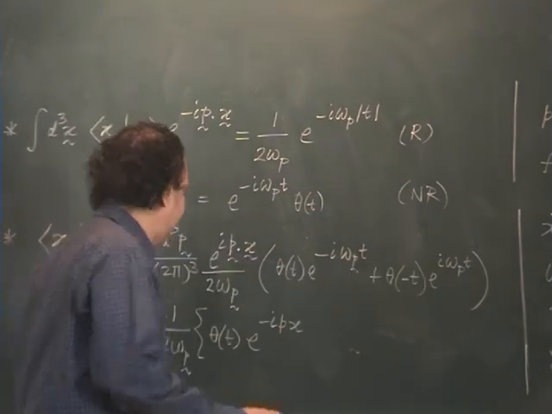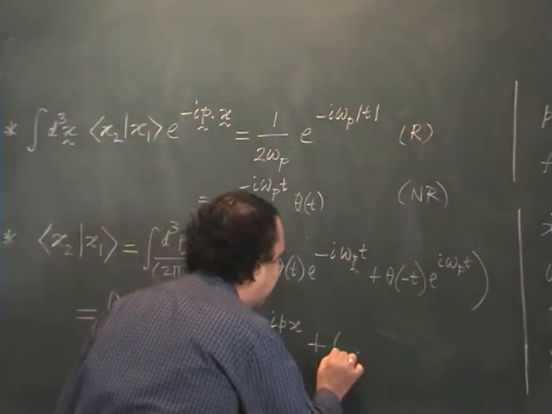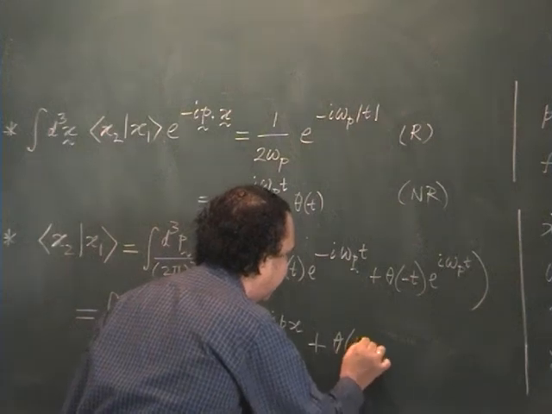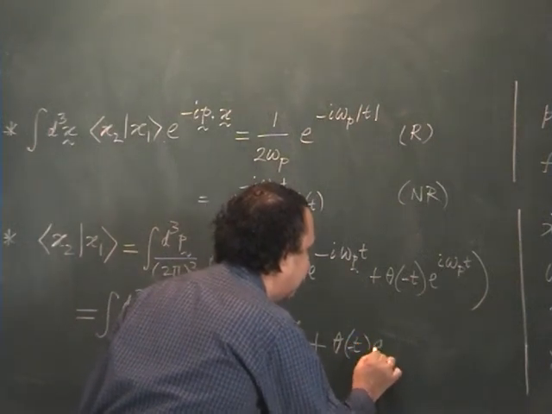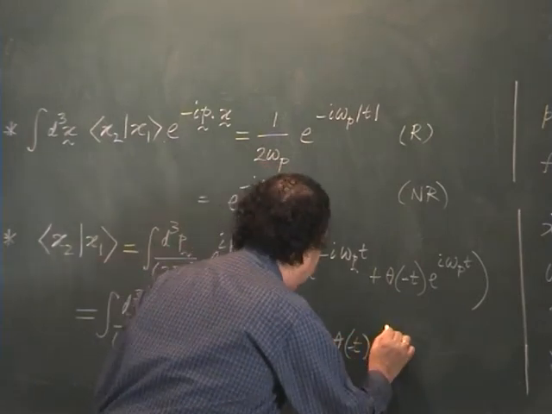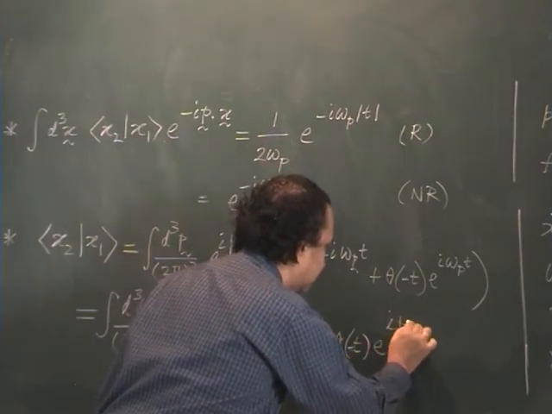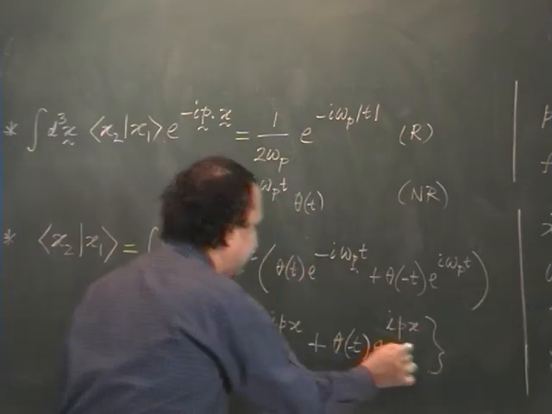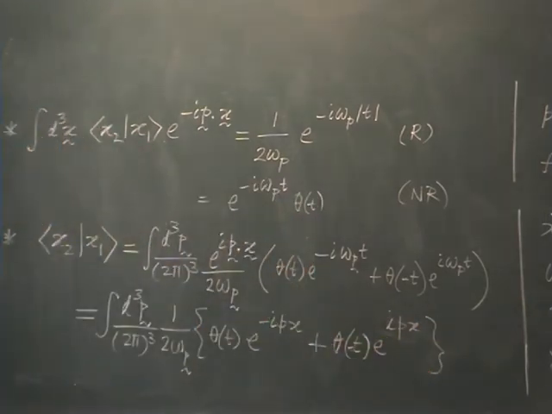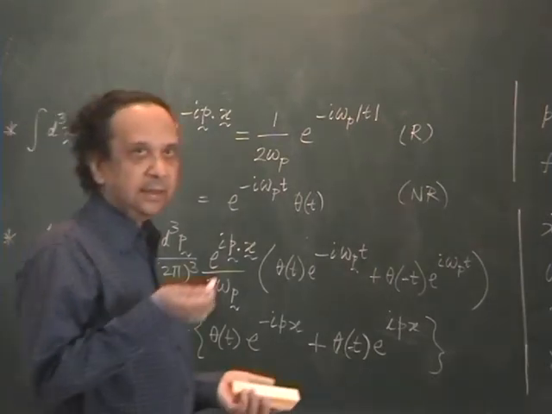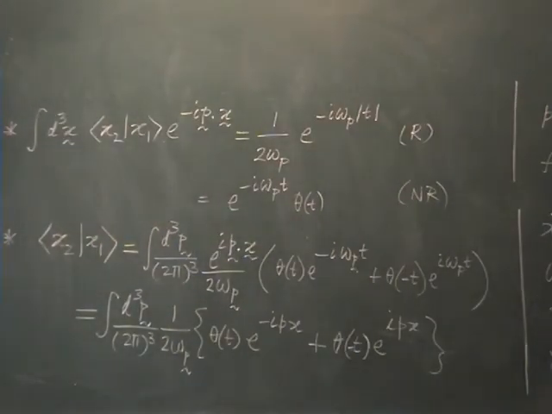So this comes out to be plus theta of minus t e to the i p x. So this is a nice relativistically invariant way in which you can write this. Except for this factor which we want to understand. Where did this 1 upon 2 omega p come from? That is necessary because in relativistic theory, if things are relativistically invariant, you should always have that factor with the momentum integral. So let me explain where that comes from.